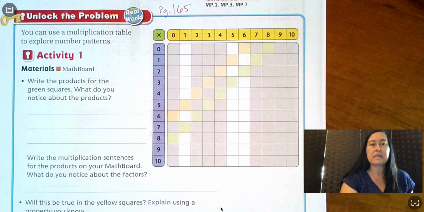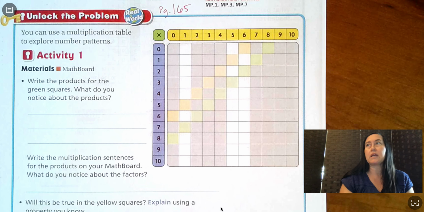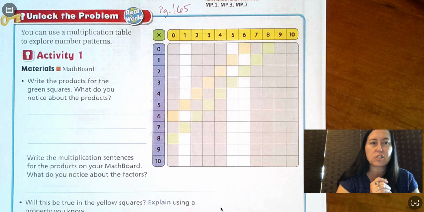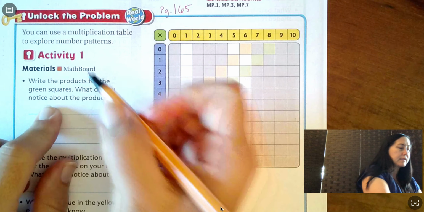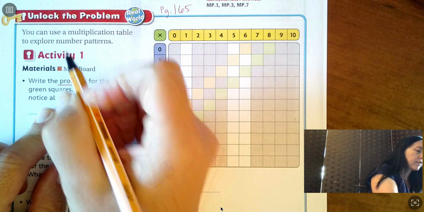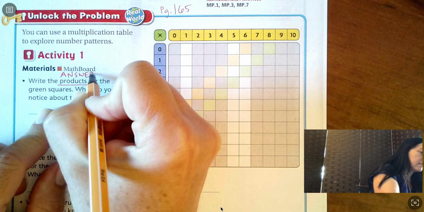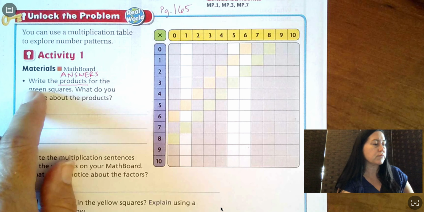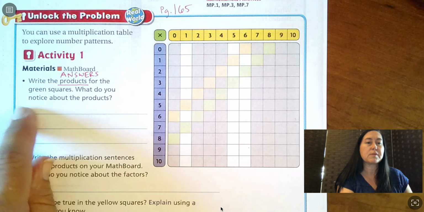We'll also take a look at the distributive property, and let's just jump in and take a look. So it says write the products. Remember, products are the answers. I want you to write the word answer there. So products are the answers. Write the products for the green squares. What do you notice about the products?